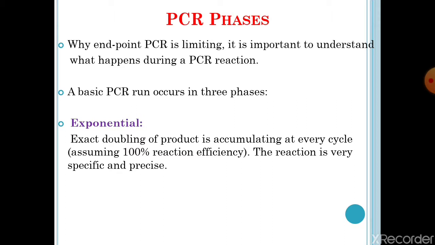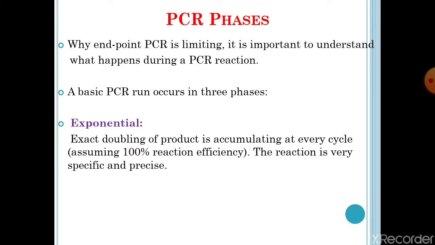Now we have to understand the phases of PCR, because it will lead to an understanding of why endpoint PCR is limiting. So it is important to understand what happens during a PCR reaction. The basic PCR run occurs in 3 phases.